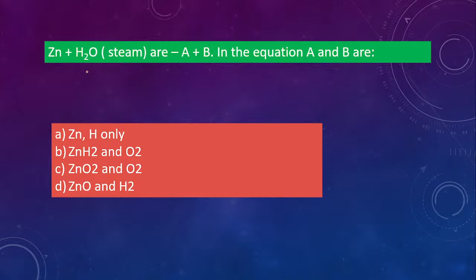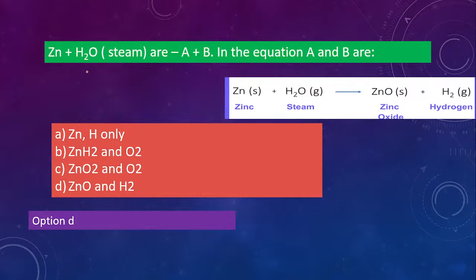Okay, so Ayush is going for D. All are going for D. Yes, very good, option D is the correct answer. Always remember, zinc reacts with steam, not with cold water. Whenever zinc reacts with steam, it will always form zinc oxide and hydrogen. Zinc hydroxide will not be formed. Zinc oxide and hydrogen will be formed.